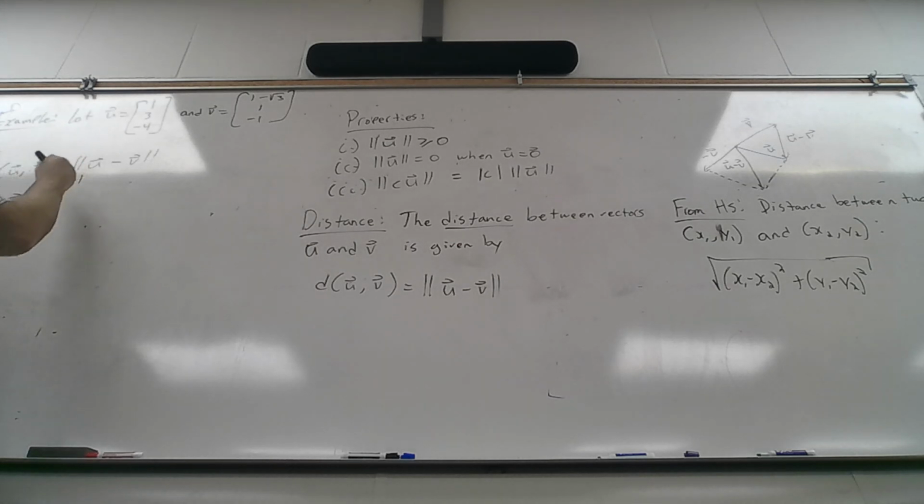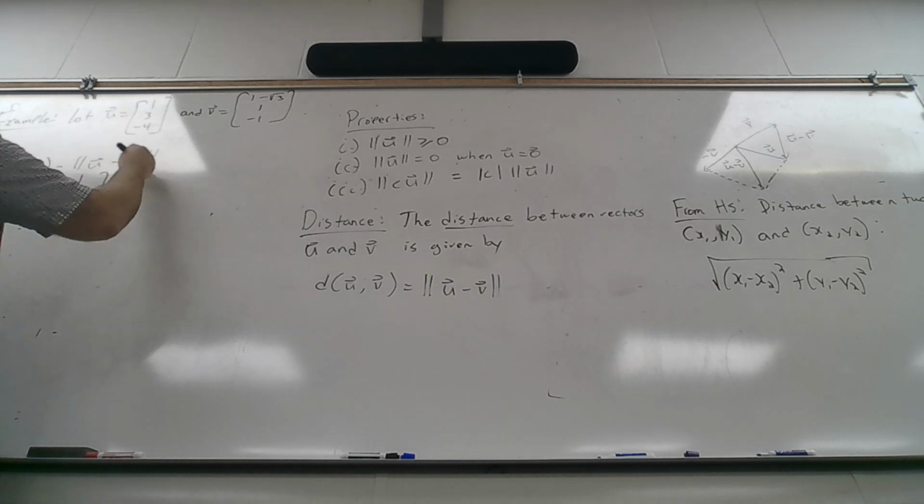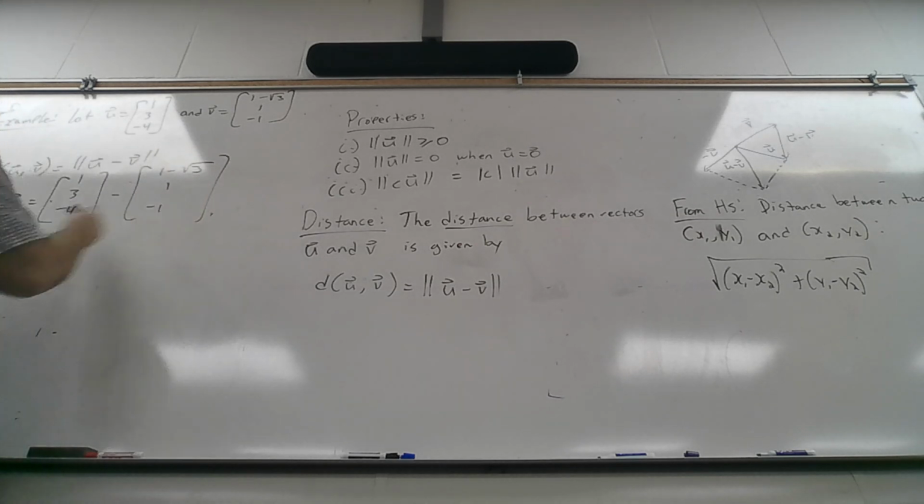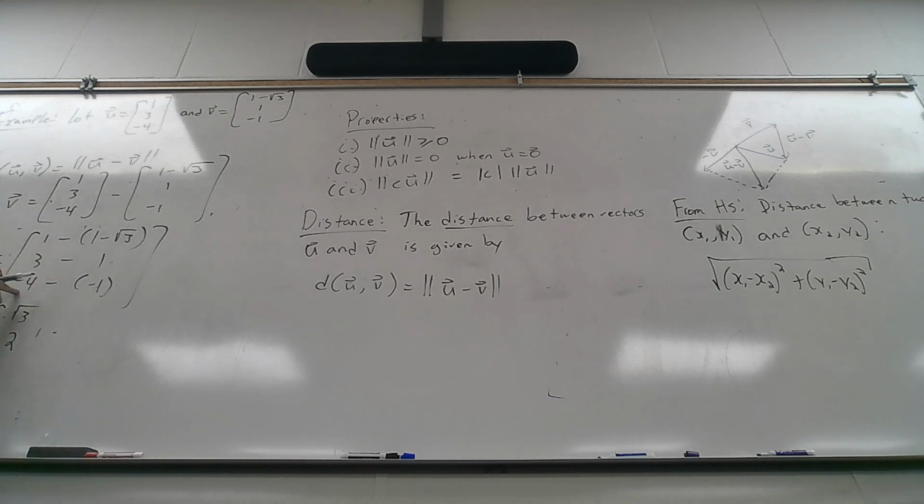So what's that? U is 1, 3, minus 4, minus this thing. So we just combine these things: 1 minus root 3, 3 minus 1, minus 4 minus negative 1. Okay, so we just number crunch. 1 minus 1, those go away. That turns into a positive. So that first number is square root 3. This is 2. Minus 4 plus 1 is minus 3. All right, cool. So that's u minus v.